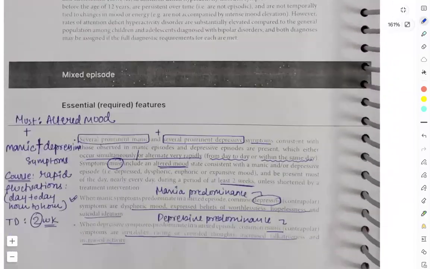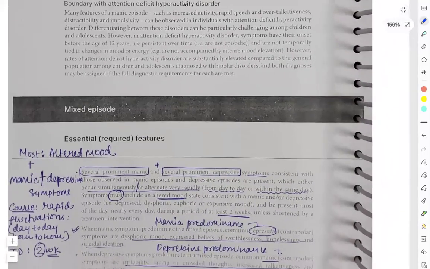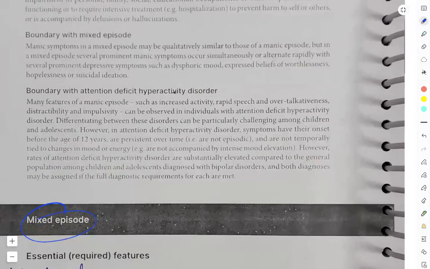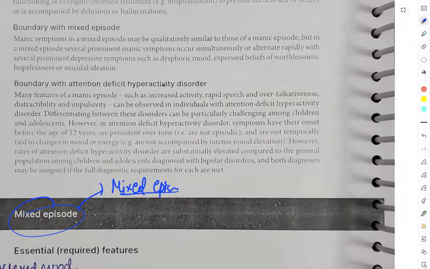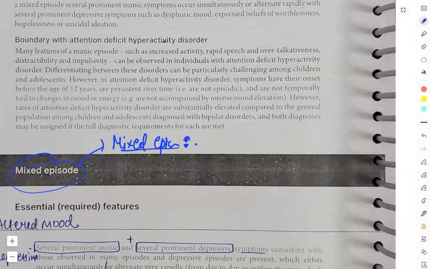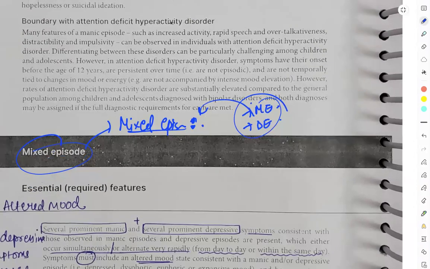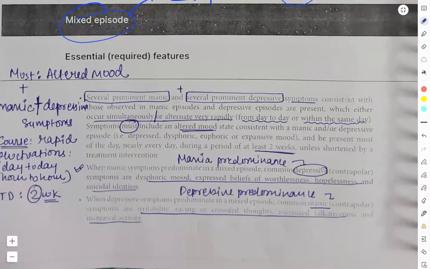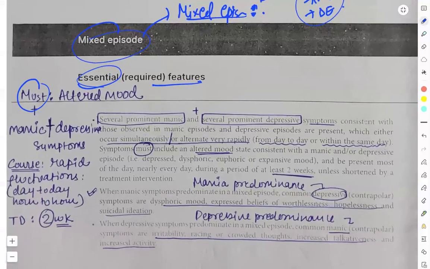Okay. So mixed episode. Okay, tell me how are you going to tell that this patient is having a mixed episode? Anyone? So how are we going to tell that the patient is having a mixed episode? So we already discussed manic episode, we discussed depressive episode. Now we are discussing the mixed episodes. So in case of mixed episode, ICD-11 says that the must criteria is having altered mood. So, altered mood should be present.